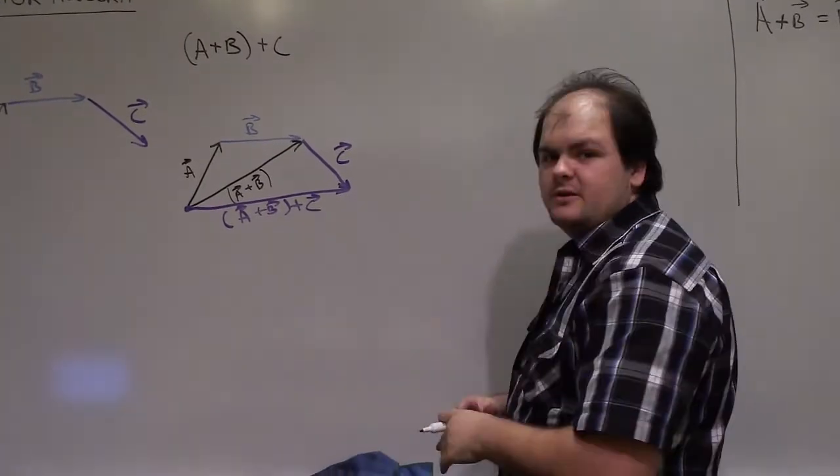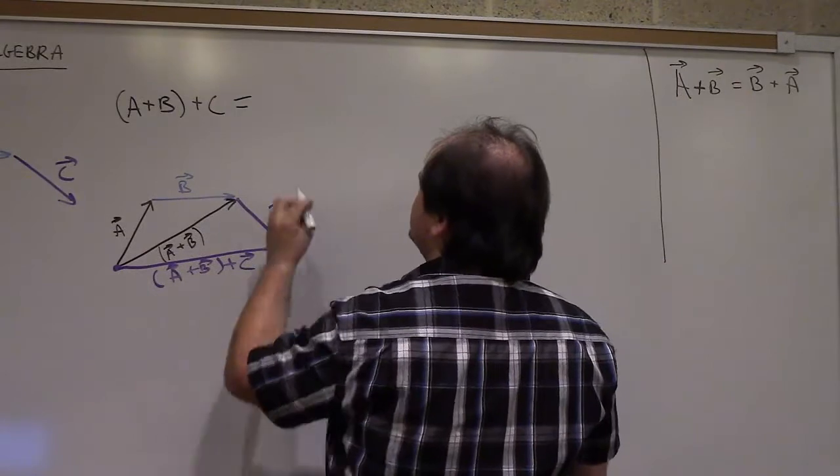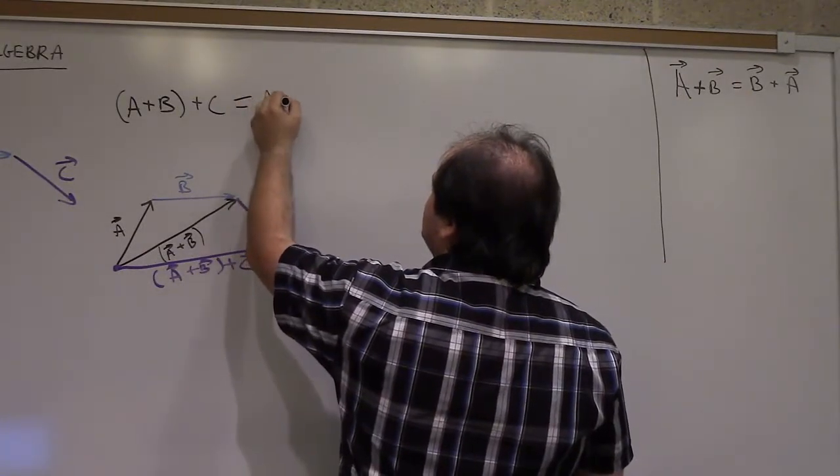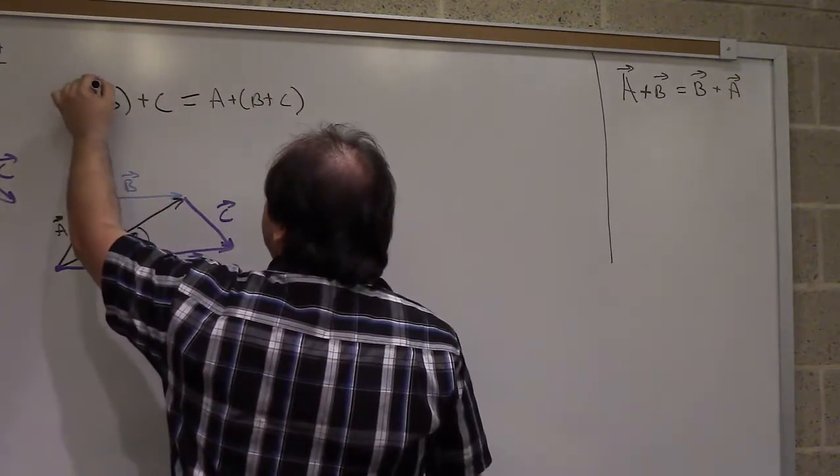But hopefully you're thinking, I've kind of seen this before. You know the other side of this equation, which says a plus (b plus c). And these are all vectors.